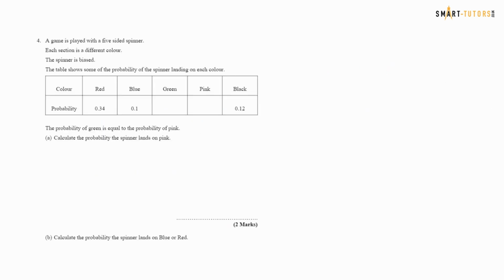Question number 4: a game is played with a 5-sided spinner. Each section is a different color. The spinner is biased. The table shows the probability of the spinner landing on each color. The probability of green is equal to the probability of pink. So if I call this x, this is x. So 2x plus 0.34, 0.1, 0.12, add them up, 0.56. So 2x plus 0.56 equals 1.